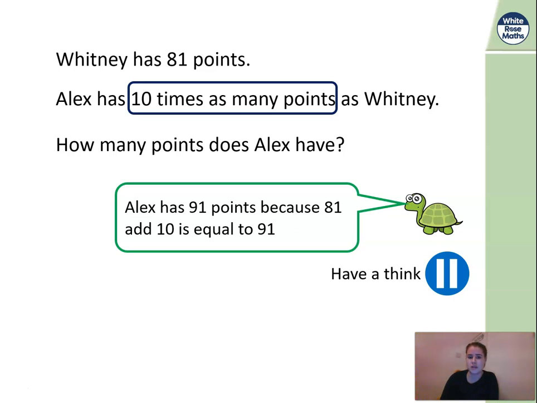Okay, did you spot it? So the statement says Alex has 10 times as many points. We know that when we multiply by something, we are timesing. So we know that when we times, we are not adding, we are multiplying. So that means that we're not adding 10, we are actually multiplying by 10. Therefore, Tiny is incorrect. So our number sentence would be 81 times 10. And we know that 81 times 10 is 810.